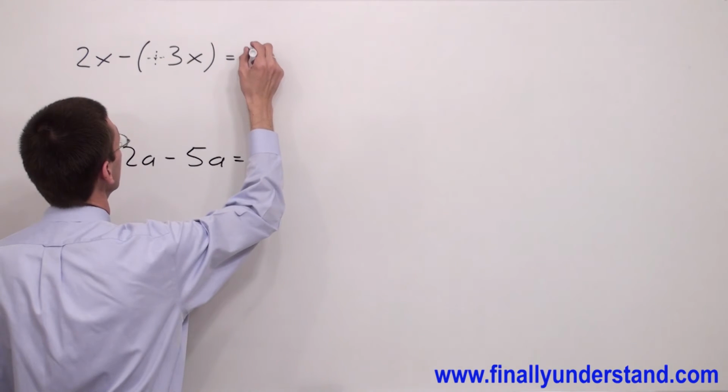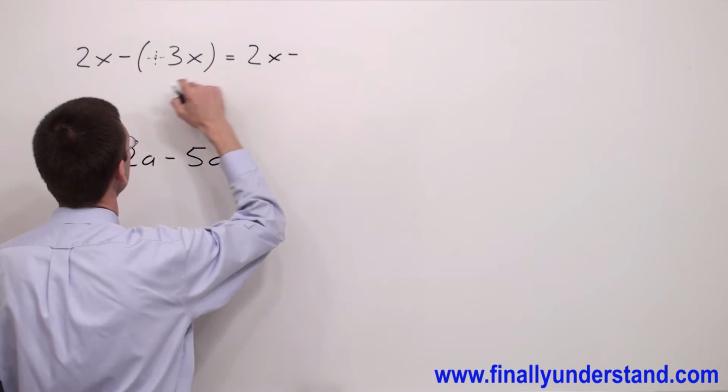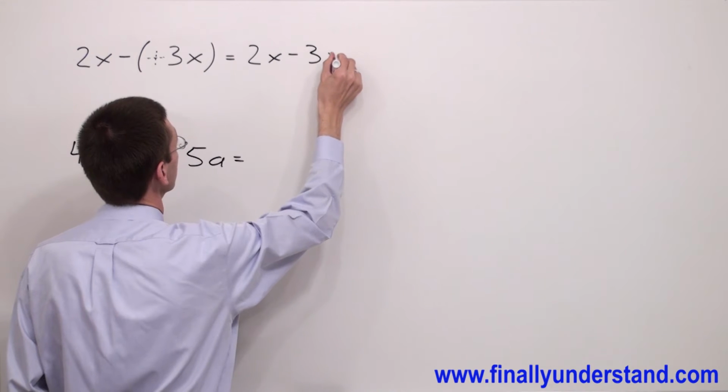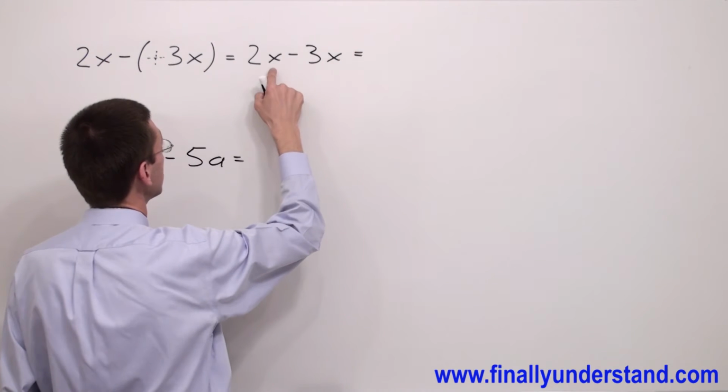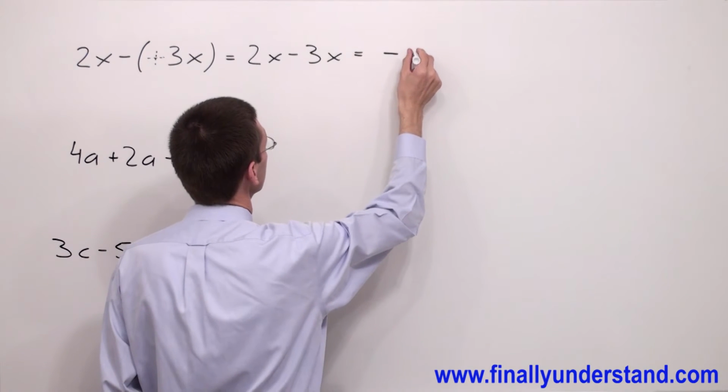That's why I have 2x minus, you have to eliminate the parentheses, 3x. 2x minus 3x is equal to negative x.